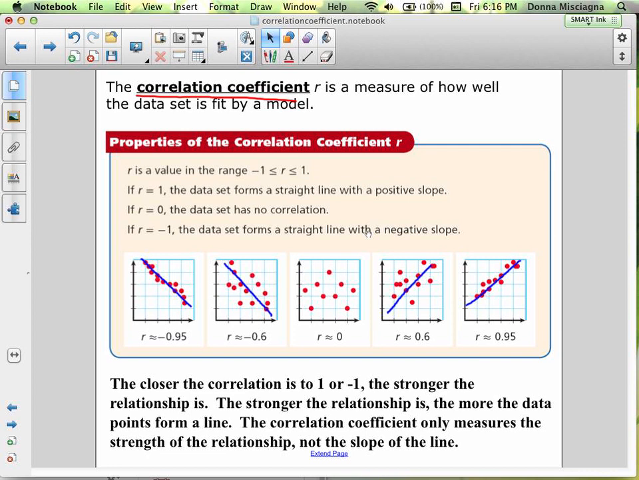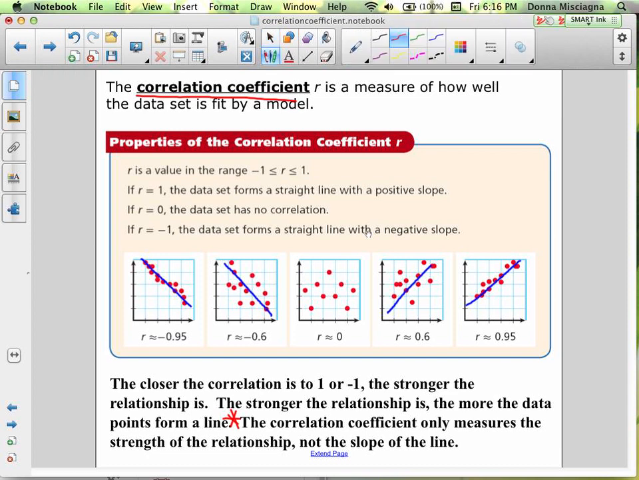And that is not in your notes. I would like you to write that down, because sometimes students get slope and correlation coefficient confused and think it gives us the slope of the line. It does not. It tells us something different. And it's measured by measuring how far away each of the points is from the line of best fit, from the regression line. So I'd like you to write this in your notes.